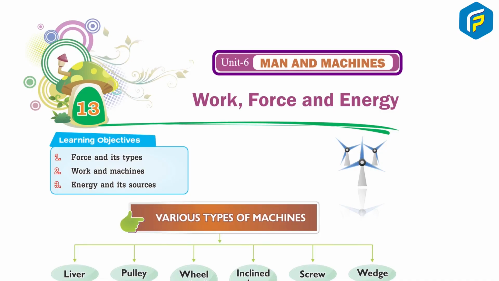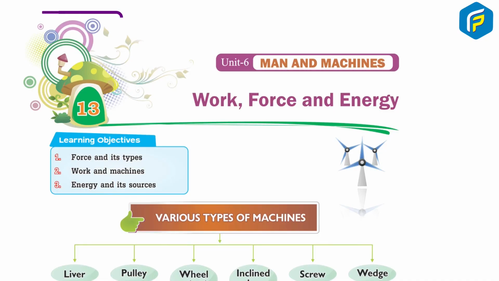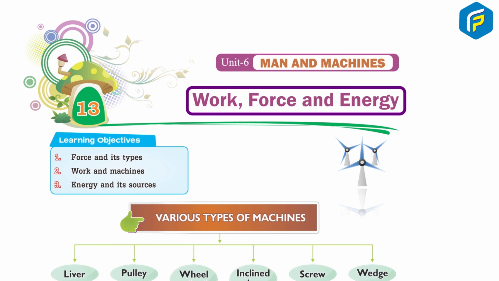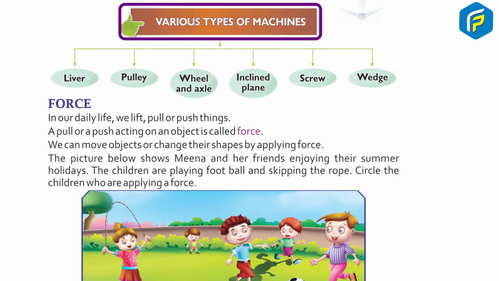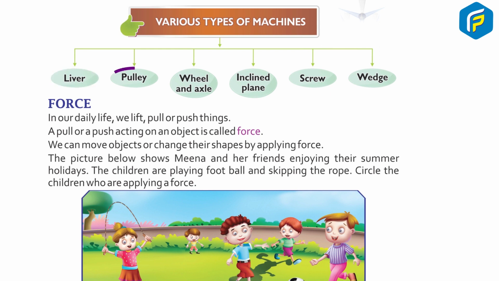Unit 6: Man and Machines. Chapter 13: Work, Force and Energy. Learning objectives: 1. Force and its types. 2. Work and machines. 3. Energy and its sources. Various types of machines: lever, pulley, wheel and axle, inclined plane, screw, wedge.